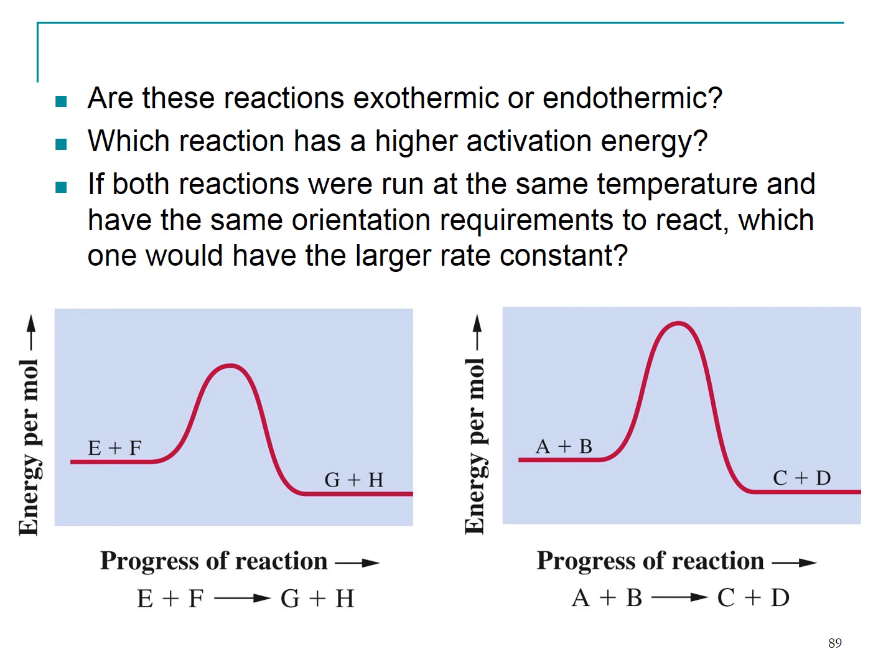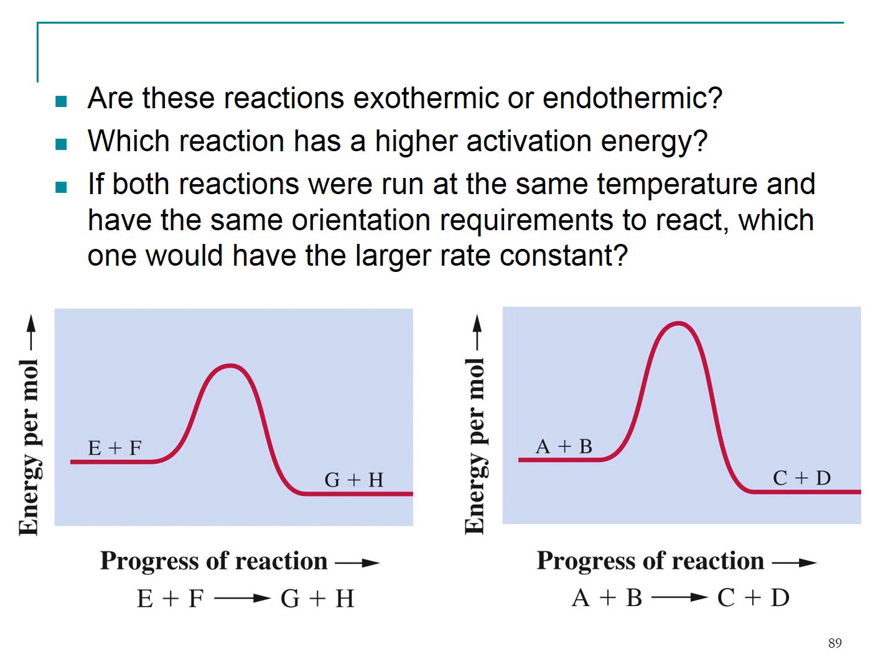All right, so look at these two graphs and tell me, are these reactions exothermic or endothermic? Okay, hopefully you can see that in both cases the products are lower than the reactants, and so they are both exothermic. Which reaction has a higher activation energy? Well, they both start at the same energy level and they both end at the same energy level, but the one on the right has a higher hump, which means it has a higher activation energy. It also means that in general it's going to be a slower reaction.